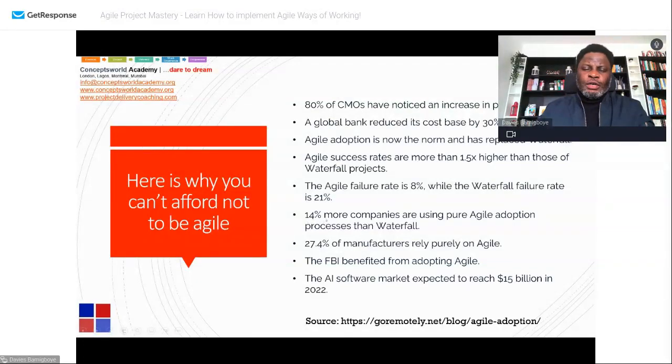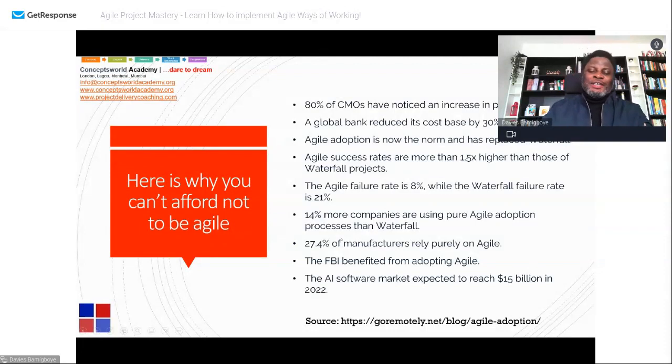Now, 40 more companies are now using agile adoption processes more than waterfall. 27% of manufacturers rely purely on agile. So there's a big opportunity here in the manufacturing industry, because 27% means there's still room for growth for you to get agile introduced into more of this space.